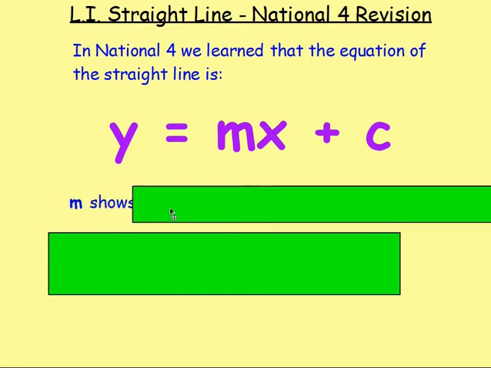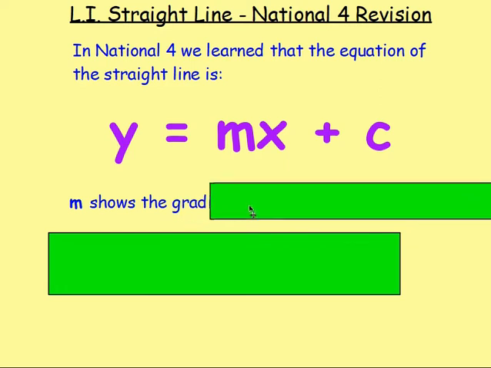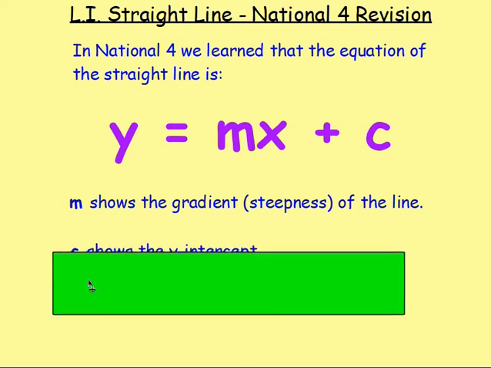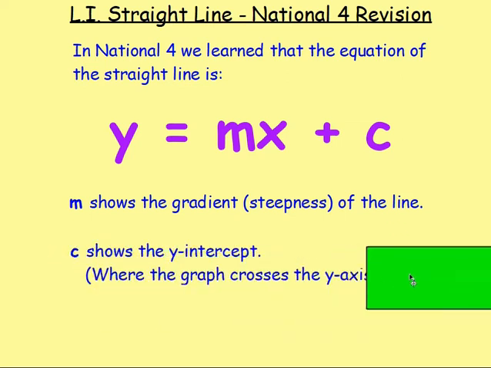Well, the m shows the gradient. Perfect, it does show the gradient. What is meant by the gradient, Daniel? Perfect, it is the steepness of the line. Good. And the c, what does c show you? Perfect, it shows the y-intercept, which is where the graph crosses your y-axis.